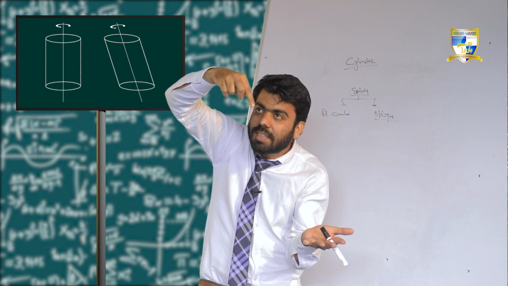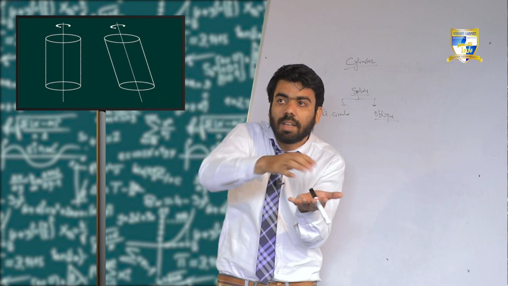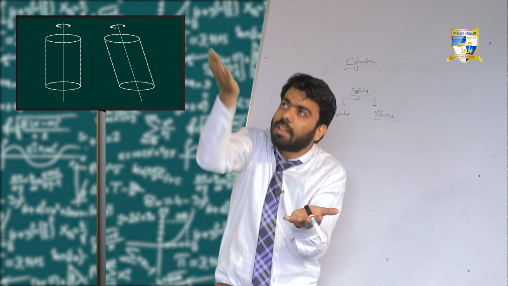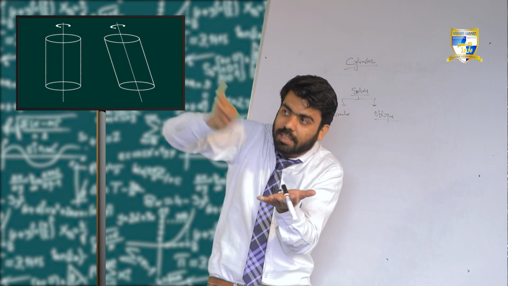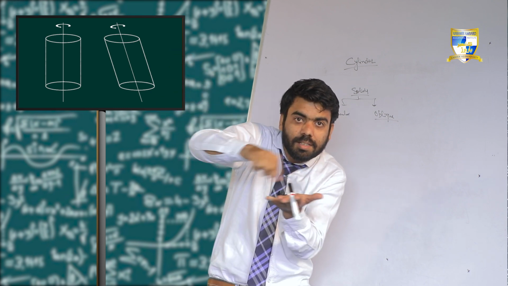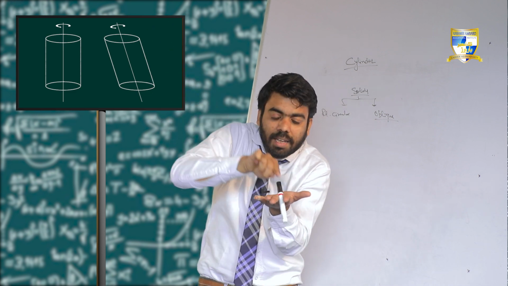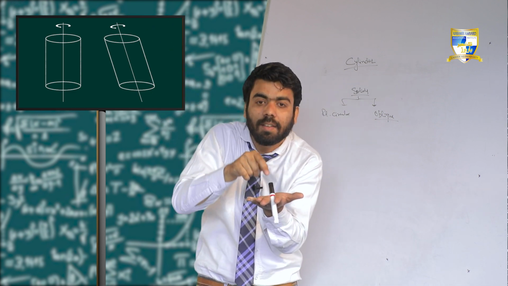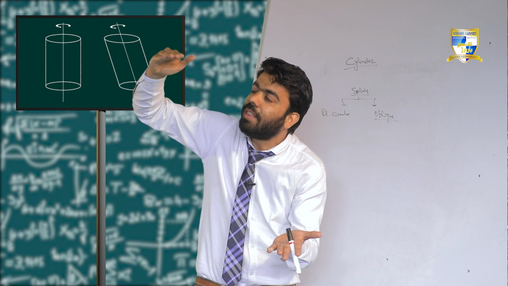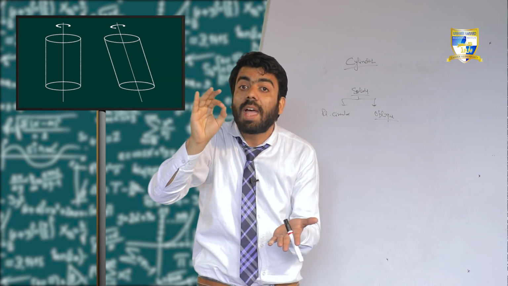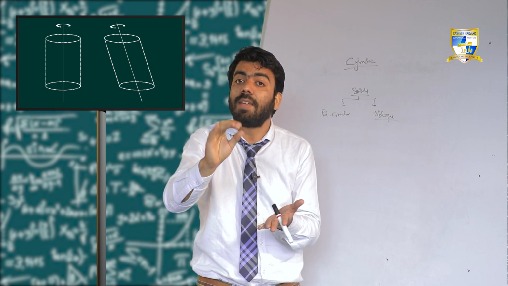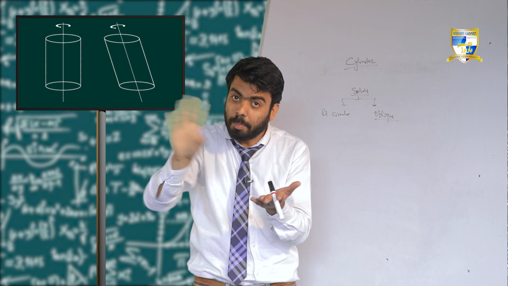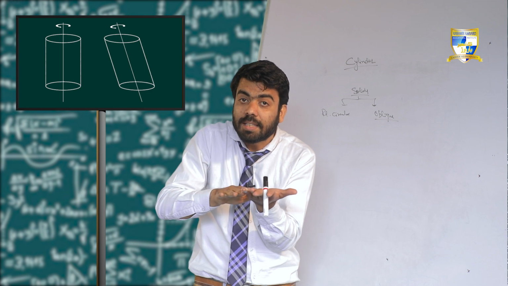That means this circle and this circle are connected like this. The axis between this circle and this circle is not making 90 degrees with either this circle or this circle. This is known as the oblique solids. When the solids have an axis which does not make 90 degrees with the base, they are known as oblique solids.